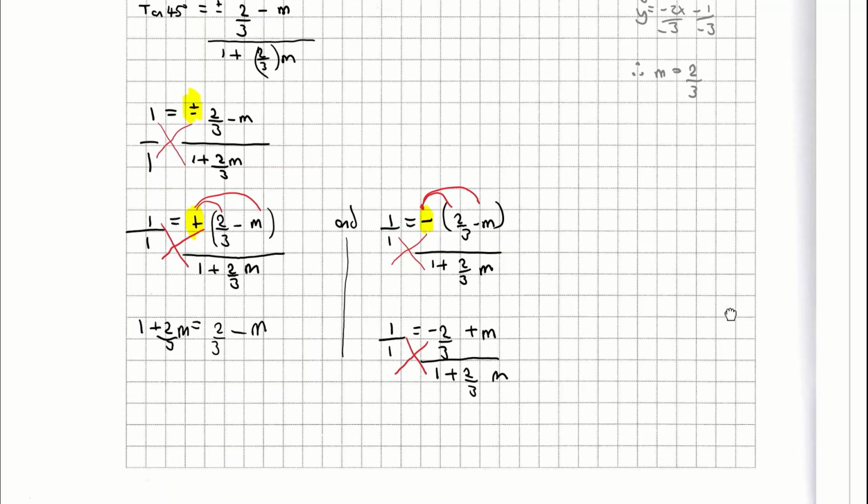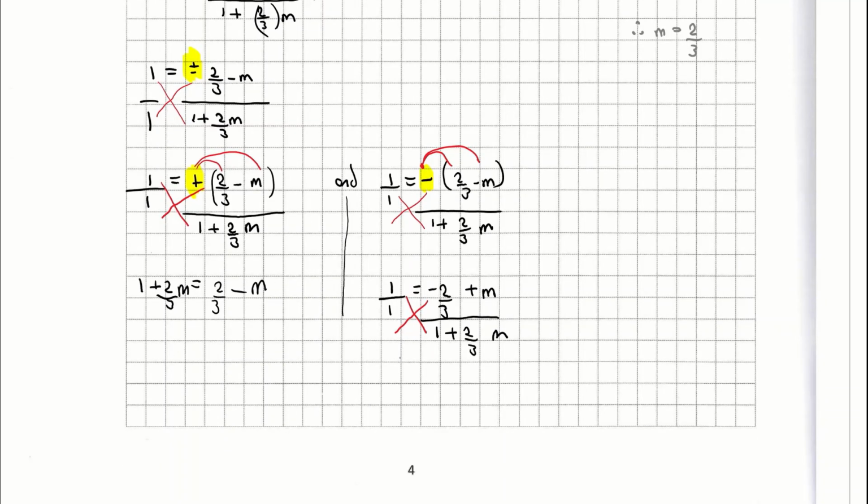And that is going to give me 1 multiplied by the denominator is giving me 1 plus 2 over 3m is equal to 1 multiplied by minus 2 over 3 and 1 multiplied by positive m. Okay, so let's finish both of these out.